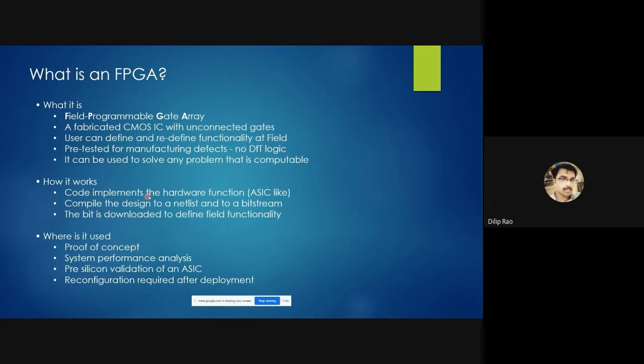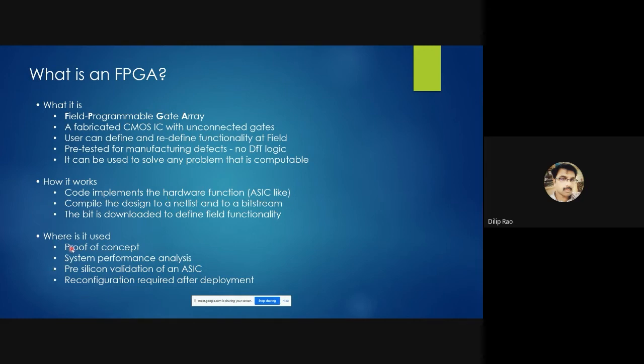Okay, and then it can be used to solve any problem that is computable. What I mean by this statement is that it can replace any area where you are currently using an ASIC, an SoC, a microprocessor, or a hardware accelerator. You can just go ahead and replace that with FPGA-based logic, and that is perfectly doable.